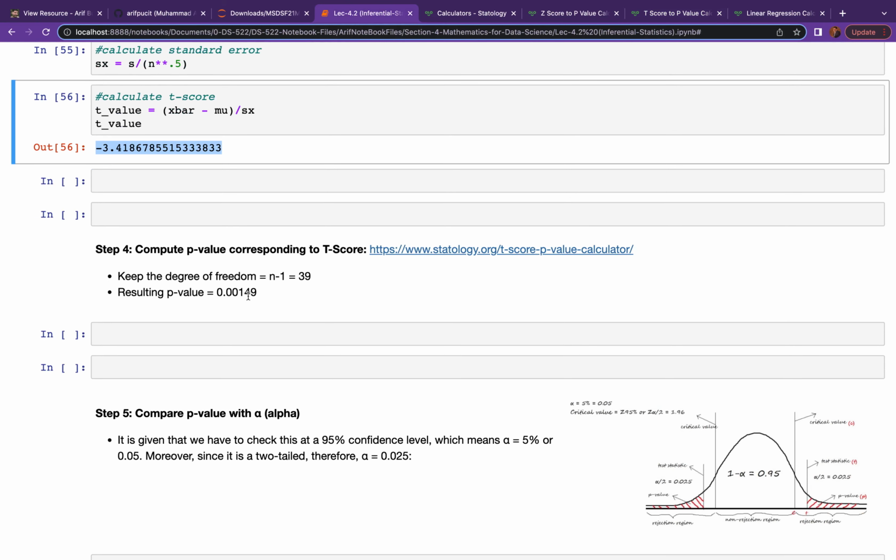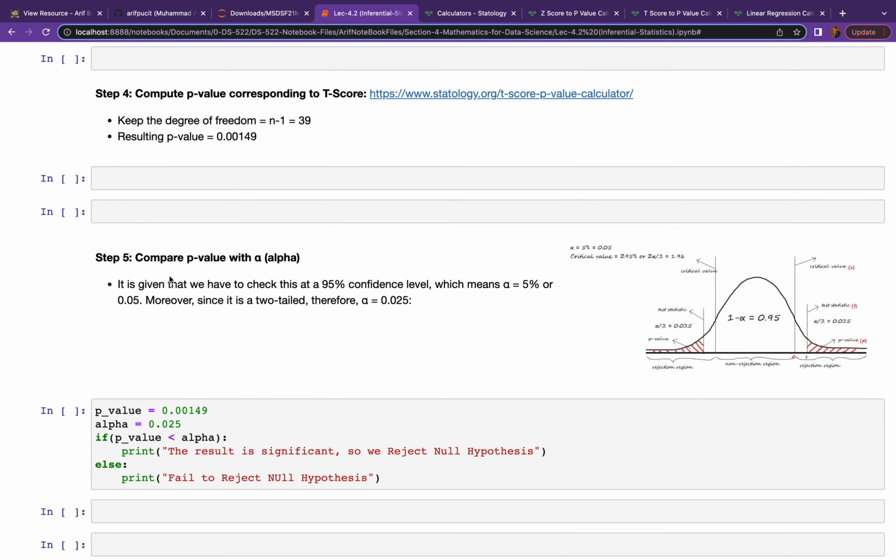0.00149. This is the corresponding p-value. Great. So we are done with step 4. And now we need to move on to step 5, and that is we need to compare this p-value with the alpha, that is a significance level, which is 5%. And since this is a two-tailed test, we have kept 0.025 over here on the left side and 0.025 on the right side.